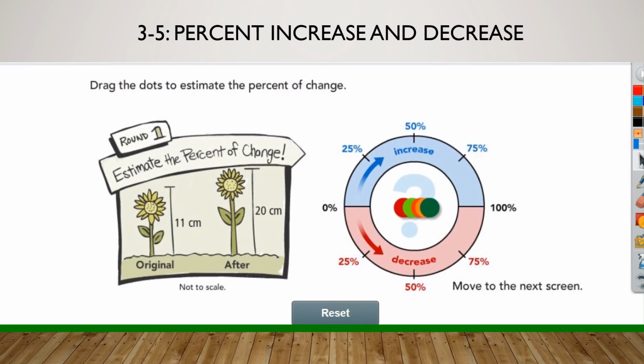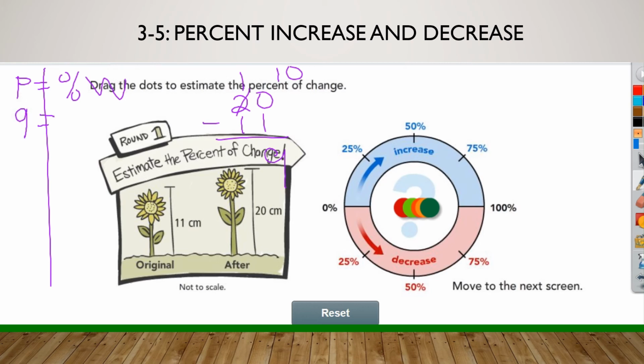All right, we're going to go ahead and work this out by using the percent equation. And the percent equation is part equals percent times whole. Now remember, the part is the amount of change, and to get that, we are going to subtract the original and the new value. So that's 20 minus 11. And 20 minus 11 is 9. So that will be our part. We're going to use 9 for our part. Our percentage is unknown, so I'm going to use a variable. Our whole, remember that is the original. Here it is 11. That is our original.